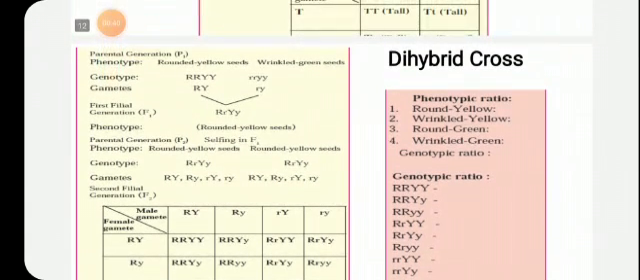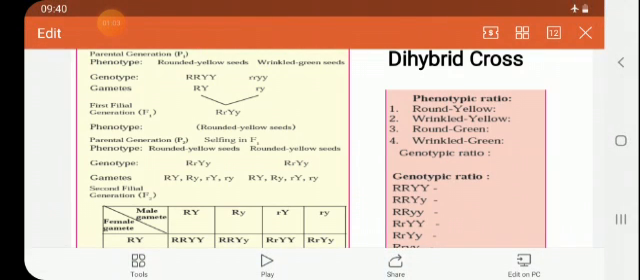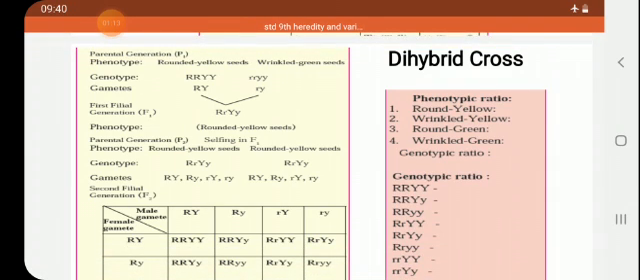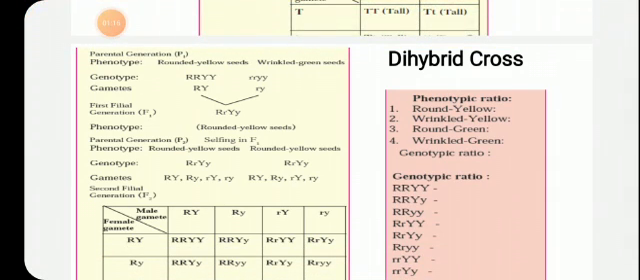In the cross of the parental generation, two parents, round yellow seeds have the genotype capital R, capital R for round, and capital Y, capital Y for yellow. When it is crossed with the recessive characters, wrinkled, small r, and green, small y, because these are the recessive characters, the gametes obtained are capital R, capital Y, and for the recessive parent, small r, small y.